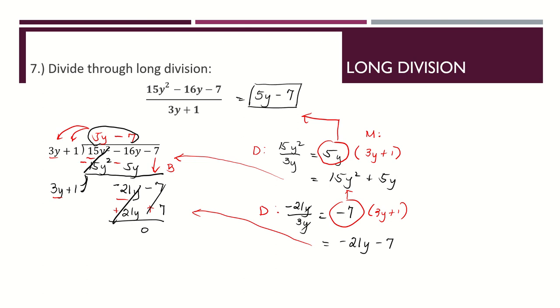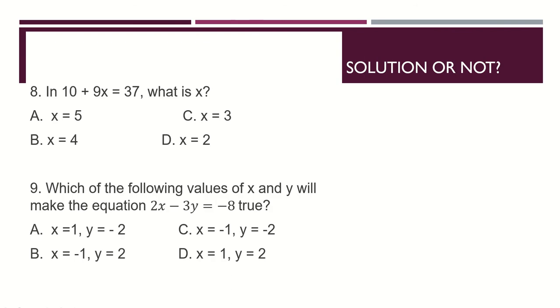Okay, so let's proceed with the next item. No. So, nasa item 7 na tayo. We have 12 items to go. Okay, so the next items will be about equations na po. No? So, try to answer the two first and then discuss natin yung items mamaya.